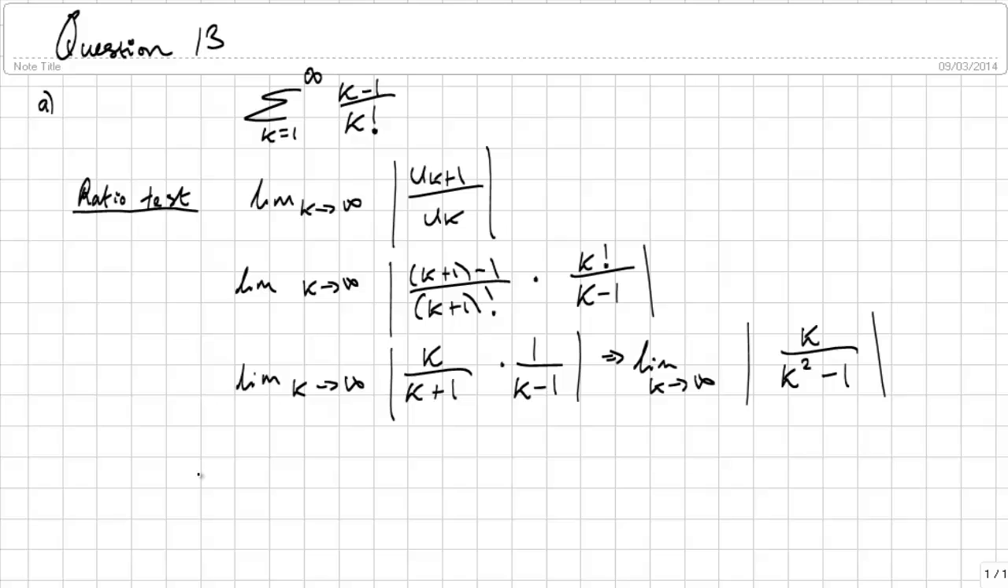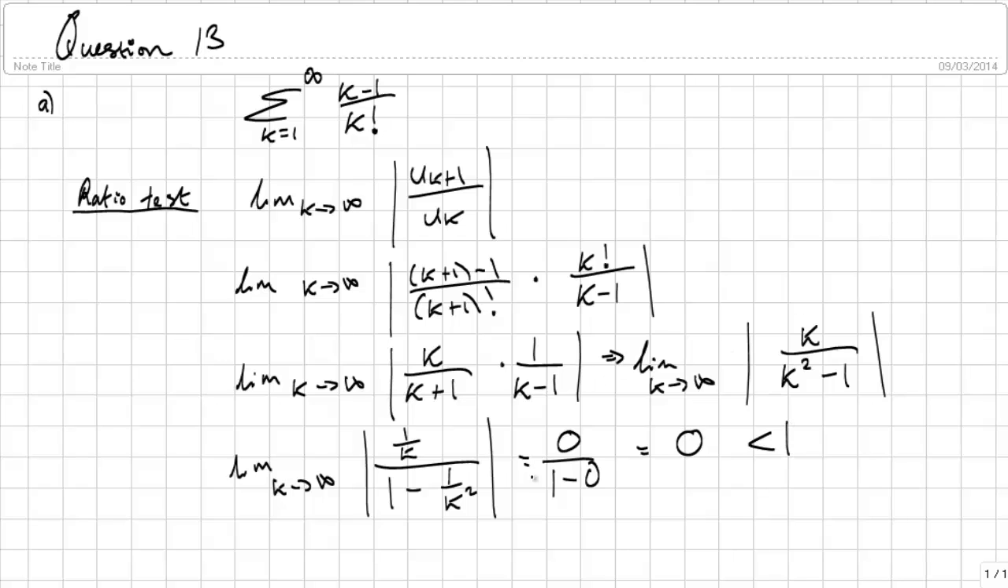If we now divide throughout by k squared, we'll have the limit as k approaches infinity of 1 over k over 1 minus 1 over k squared. And so then as k tends towards infinity, in the numerator we've got 1 over k, which will tend towards 0. In the denominator we're going to have 1 minus 1 over k squared, which will tend towards 1. And so we're left with 0, which is less than 1, and therefore by the ratio test the series is indeed convergent.